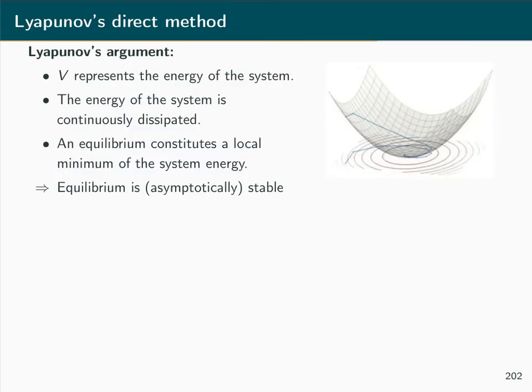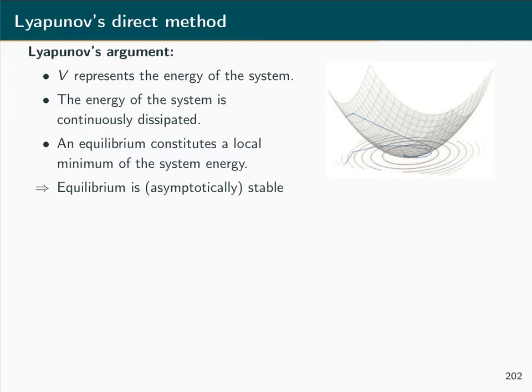This brings us to the theory of Lyapunov functions, which is also called Lyapunov's direct method. The main idea of Lyapunov's direct method is illustrated on the top of the slide. The basic argument goes as follows. Suppose V is a function that represents the energy of the system, and suppose that we know that the system is passive, so the energy of the system is continuously dissipated.